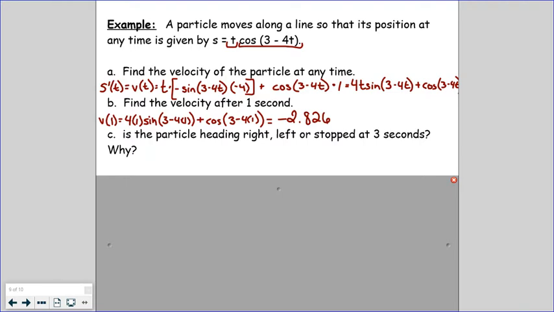Part C, is the particle heading right, left, or stopped at 3 seconds? So now again, we're going to go to which function to decide on right, left, or stopped? Which function tells us about which way our particle is moving? So again, velocity function. When they ask us right, left, or stopped, we are again looking at our velocity function. So let's check out our velocity function at 3.